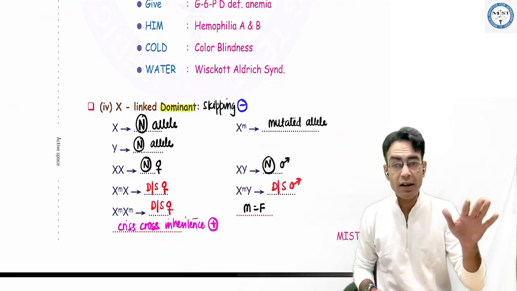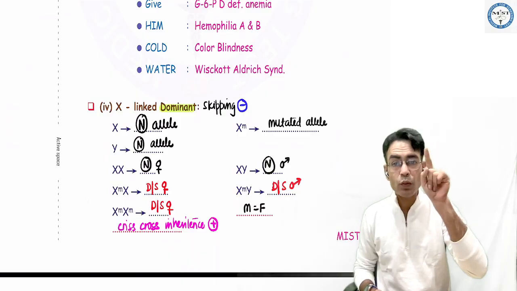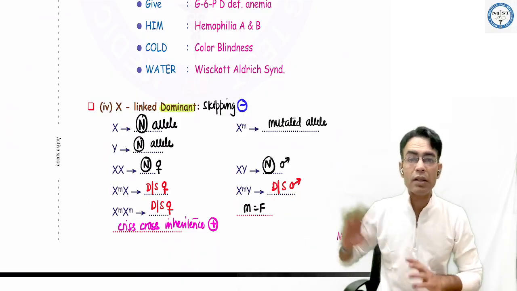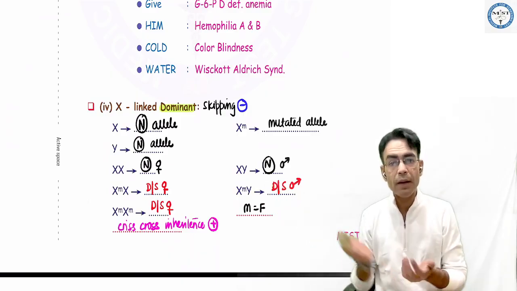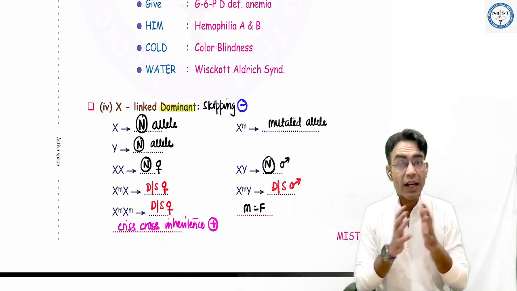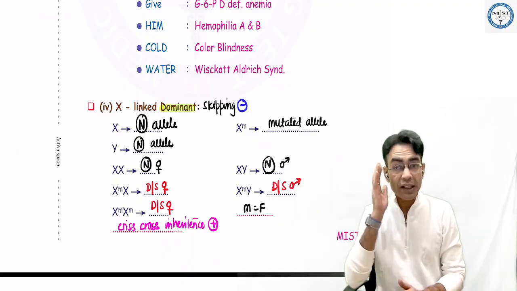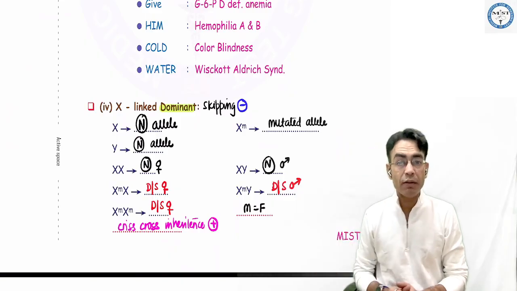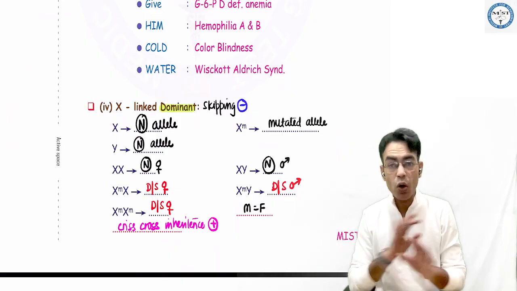There are no carriers seen. So a female, out of two X, if one X is mutated, she is diseased. The male is also diseased. So they are 1:1. Whereas in XLR, it is always males who are more commonly affected, because in XLR, one allele mutated in a female will make her a carrier, not diseased.